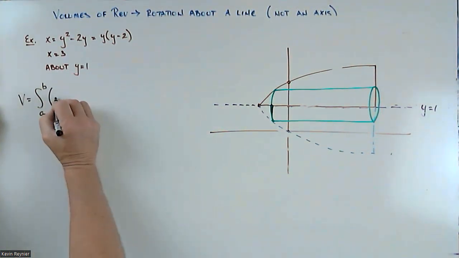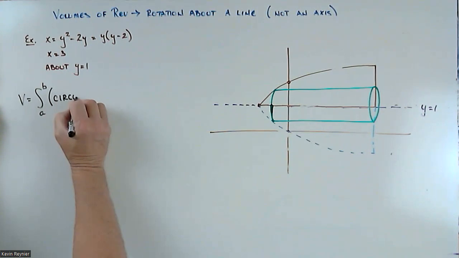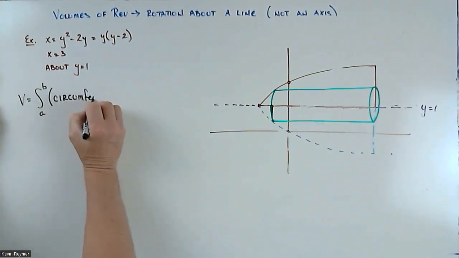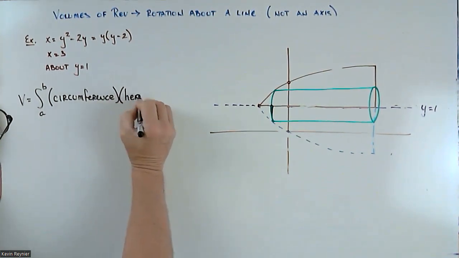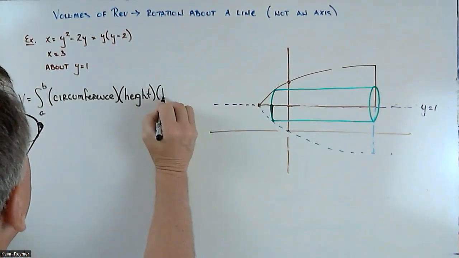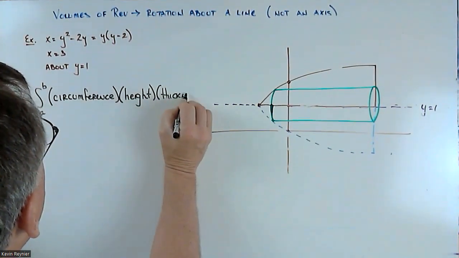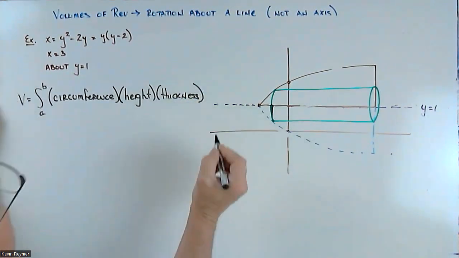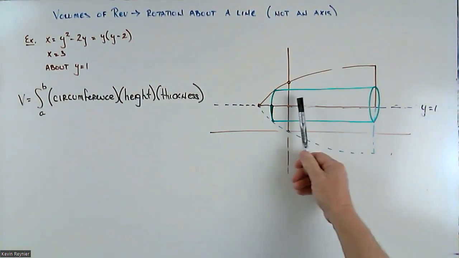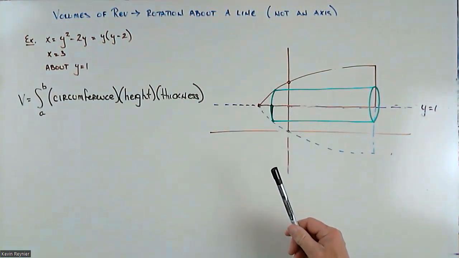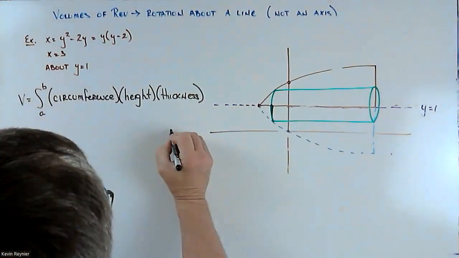Cylindrical shells always mean we need the circumference, we need the height, and we need the thickness. I'm not going to explain the method of cylindrical shells. Hopefully your teacher's done that for you. But these are the three things we need. One of them we already know. Our representative slice is this green slice here. It is perpendicular to the y-axis. So our thickness is going to be in terms of dy.